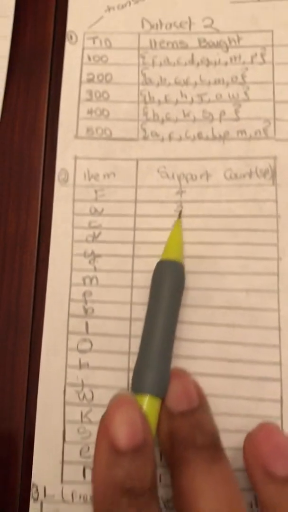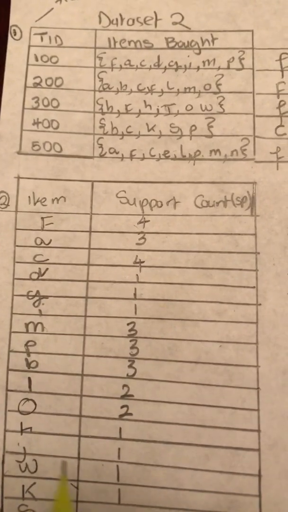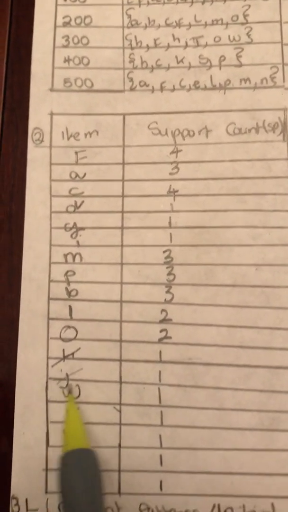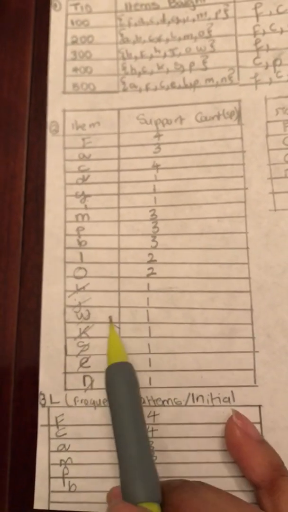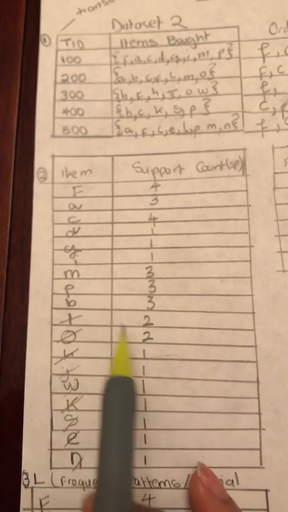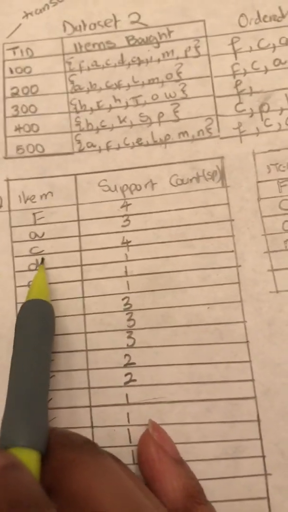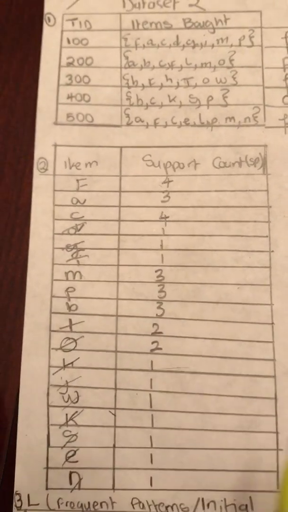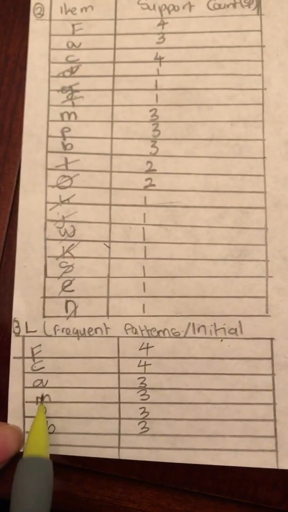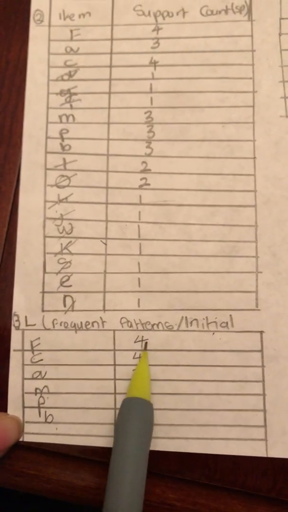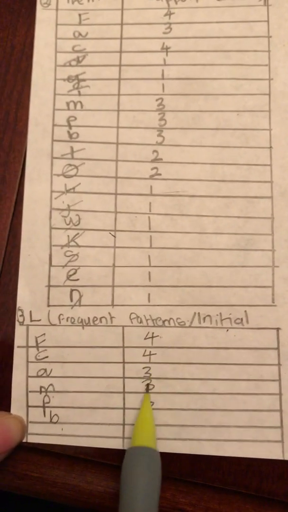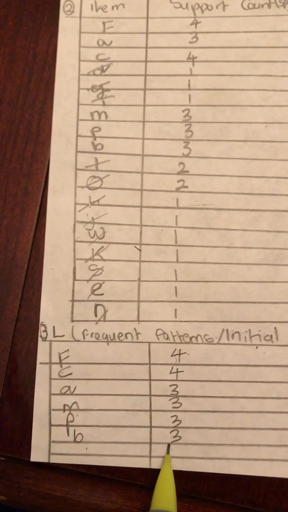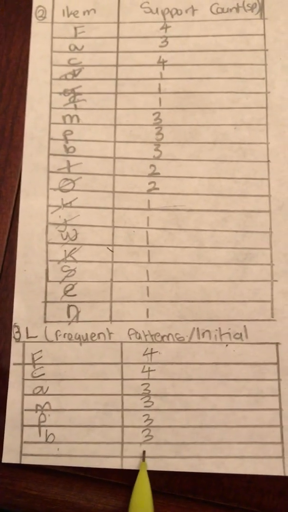If you look at our items here, I will cross out H, for example, because it's 1, and J, W, K, S, E, N, O, and I, because they have 2, and D as well, G, and then I. That means I'm left with F, C, A, M, P, B. You always have to make sure that they're in descending order from the highest to the lowest.